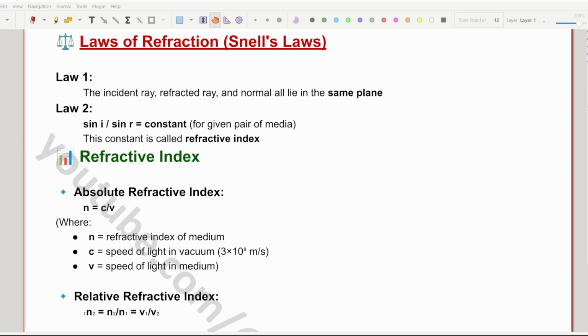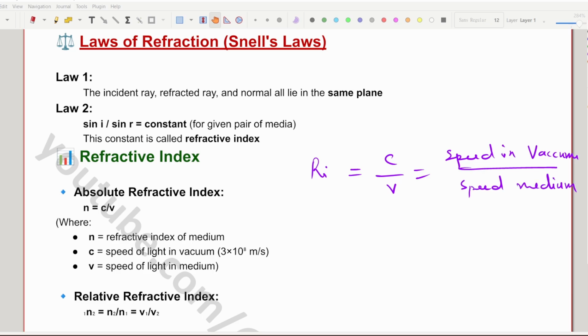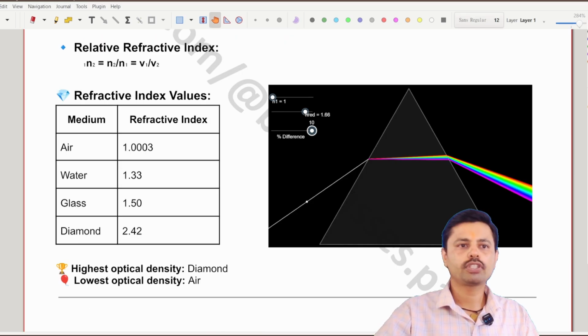What else does the refractive index tell? There is another formula for refractive index. Refractive index equals c by v, or speed of light in vacuum divided by speed in the medium. That's the refractive index. So here are the values of some of the important refractive indices.